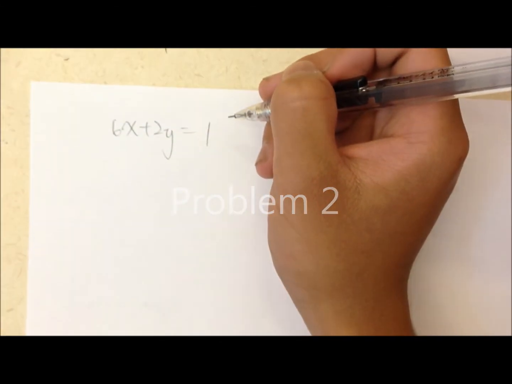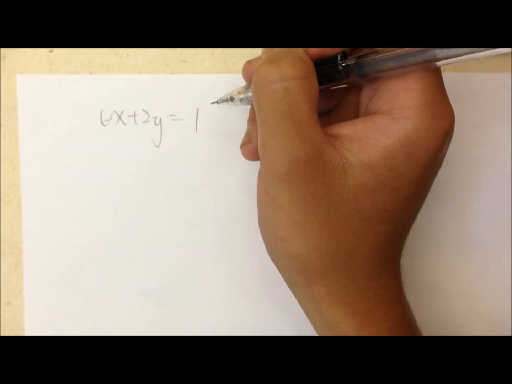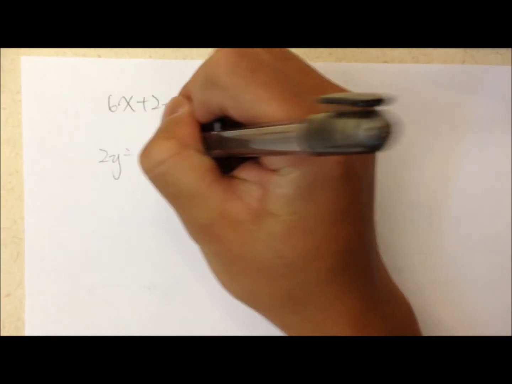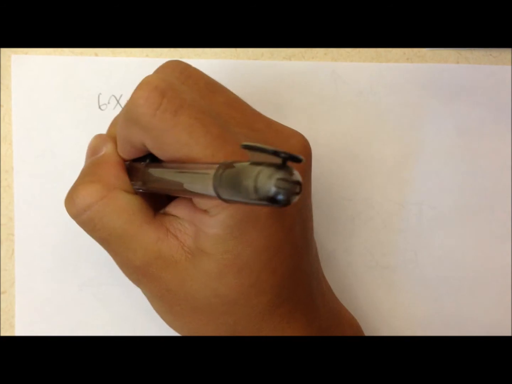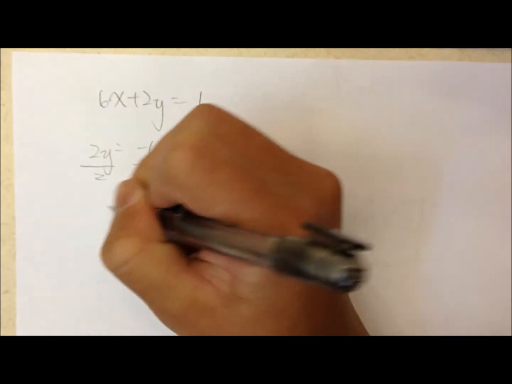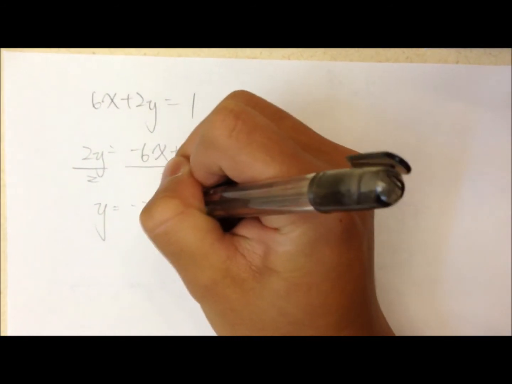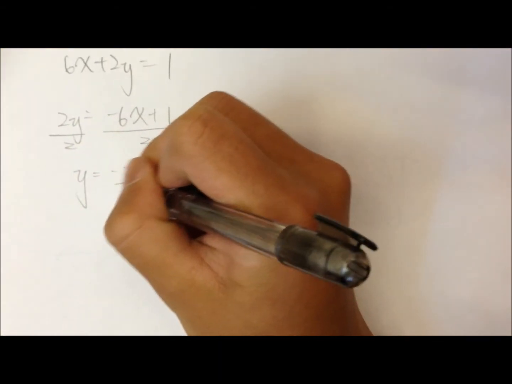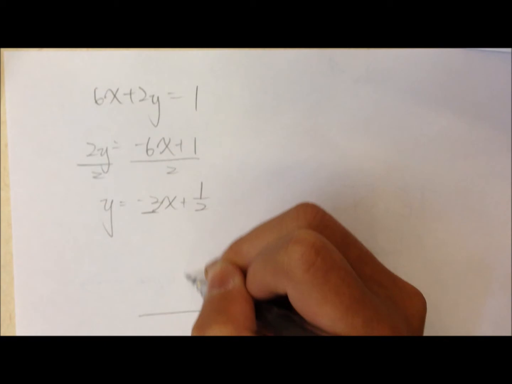Another way to graph a linear equation is to graph it by its slope. This method also requires the equation to be transformed into the slope-intercept form. Divide both sides by 2 to get the equation into slope-intercept form. Then you get the slope -3. Plot the y-intercept in first, 1 over 2.